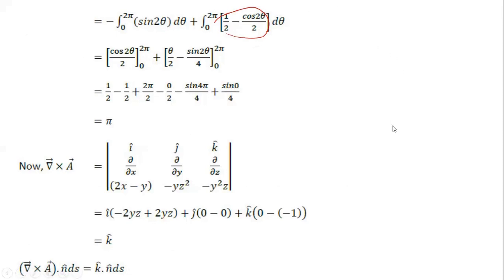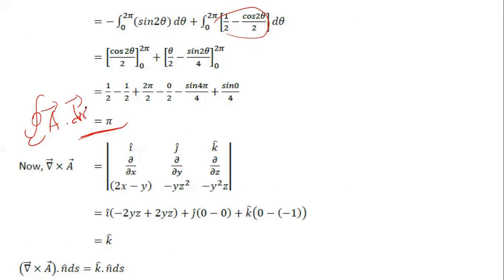So that is quite simple. By putting the upper limit and the lower limit like this, finally you will get pi here. So the loop integration of A dot dr will be pi over the circle on the xy plane. This integration is over the circle on the xy plane.